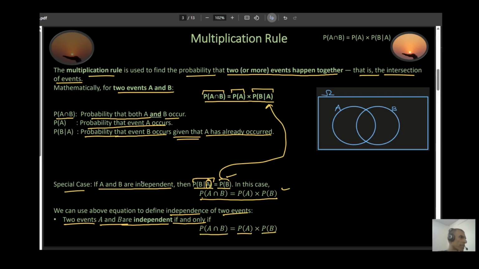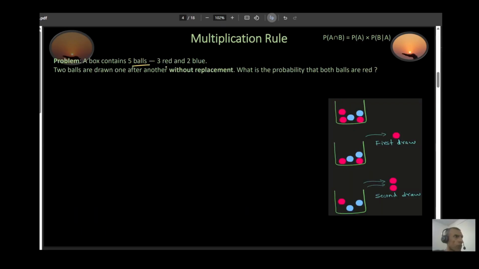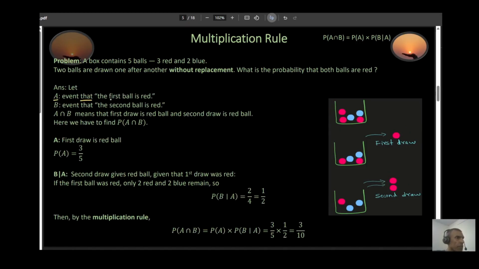Let's understand this through some examples. A box contains 5 balls, 3 red and 2 blue. Two balls are drawn one after another without replacement. What is the probability that both balls are red? So your first draw is red and your second draw is also red. You have to find the probability that both the balls are red. Let A be the event that the first ball is red, and let B be the event that the second ball is red. So A intersection B means that the first draw is a red ball and the second draw is a red ball.